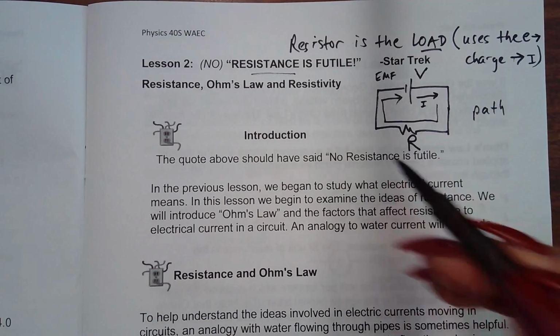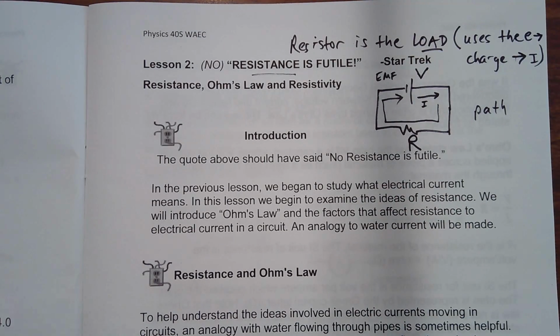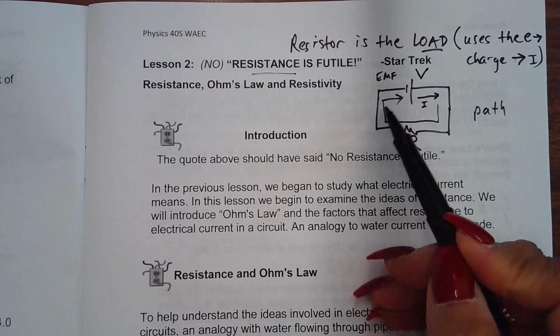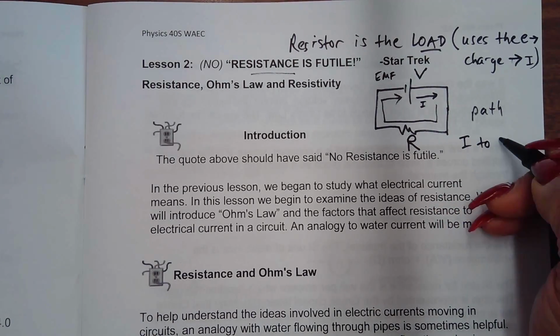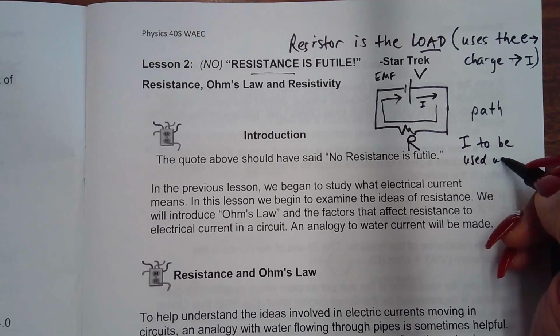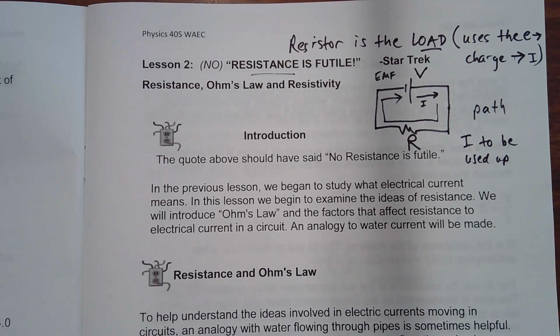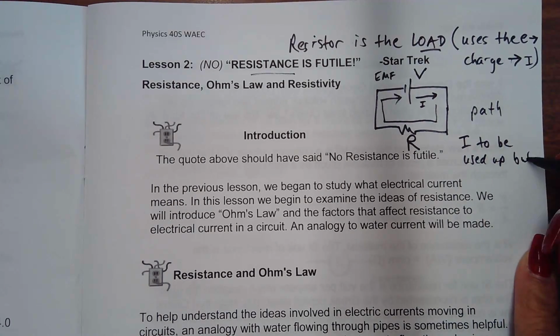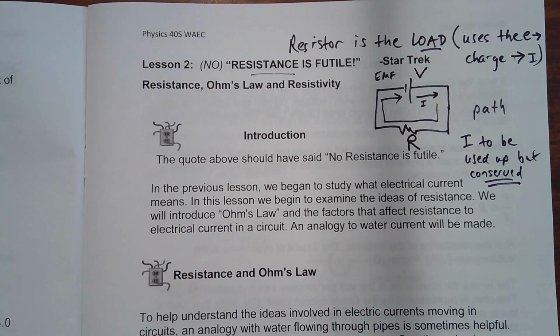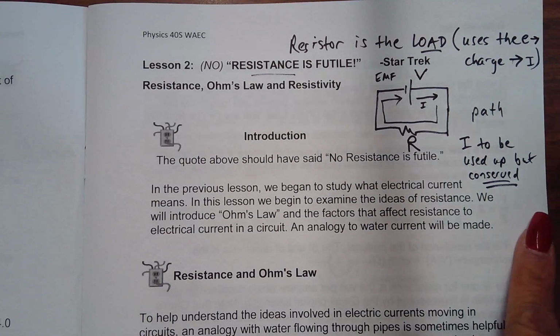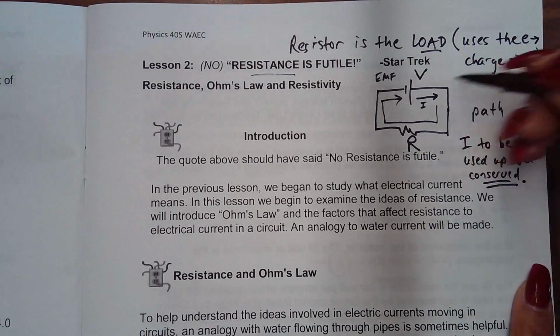There's your current flow. The current flow is going to just go through that wire. If there's no resistor, there's nothing to use that current. It's going to have to go back with the same amount. But what you want is actually for the I to be used up. So the current has to be used up, right? But it's conserved. It's using it, but it spits it right into the path for it to go back. It's conserved, so the total current is back to where it started.